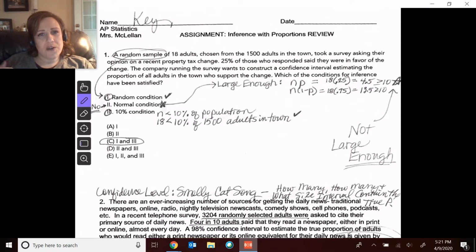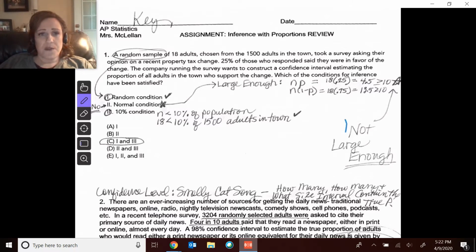Hi, we're going to go over the Inference with Proportions review. It's kind of lengthy, so bear with me. You do have the printed out or the PDF of this answer key next to this video, so you could just look at that if you wanted to instead of listening to all of this. But here you'll have the explanation.